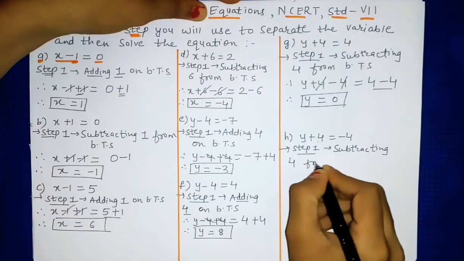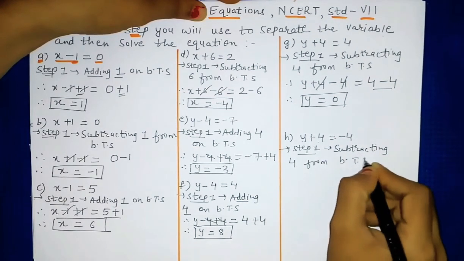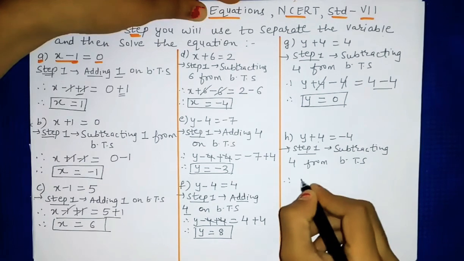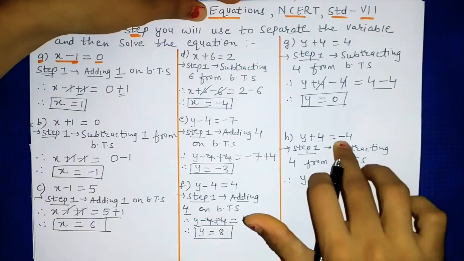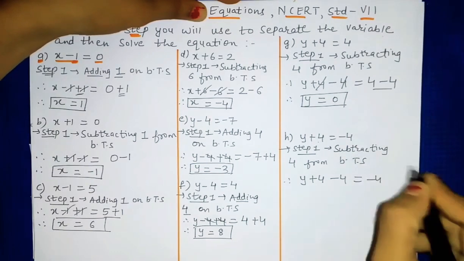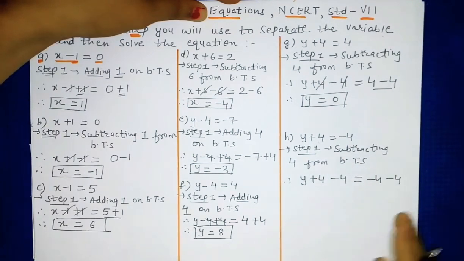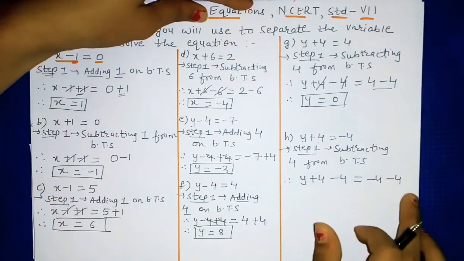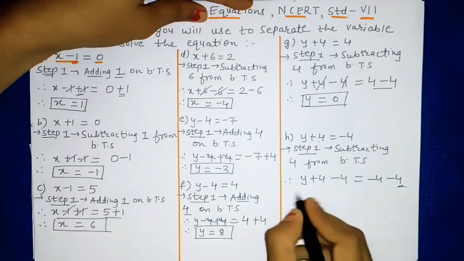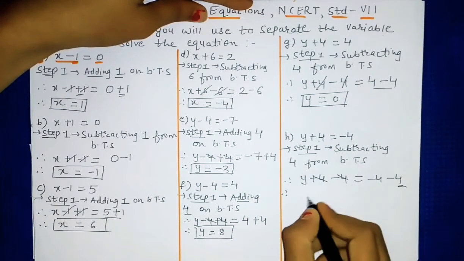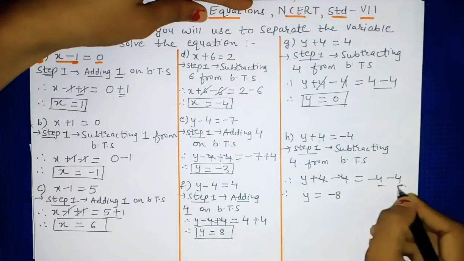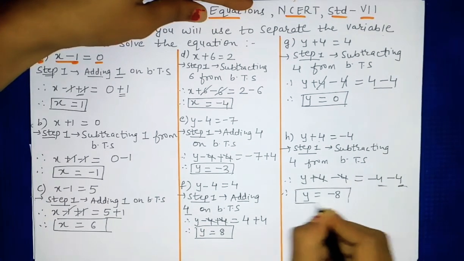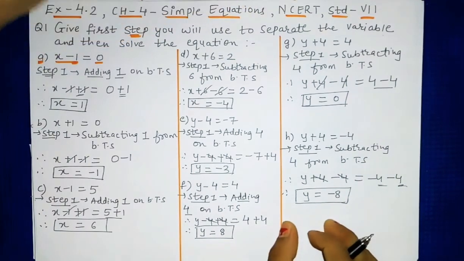Subtracting 4 from both the sides. So our LHS part will be y plus 4 minus 4, and on this side minus 4 is given, and again we are subtracting 4, so again minus 4. This is already given, and this is our step that we are doing. Here minus 4 plus 4 cancel, only y is left, and y equals minus 8. This minus 4 and minus 4 will be minus 8. So y equals minus 8.